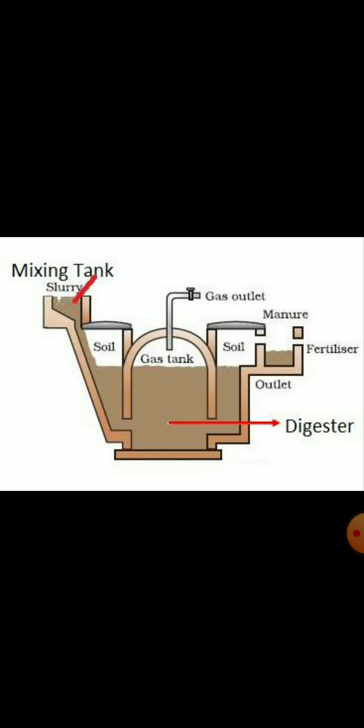Let us revise it once again. There is a mixing tank where the mixture of cow dung and water will take place. From that, the slurry, which is a mixture of cow dung and water, will be sent to the digester. What is this digester? This digester is a sealed chamber where there is no oxygen. In this digester, the anaerobic microorganisms will decompose this slurry and produce methane, carbon dioxide, hydrogen, hydrogen sulfide. Okay, these are biogas. When they are prepared, it will be stored in the gas tank, and whenever it is needed, it will be taken out from the gas outlet. So this is the working of a biogas plant.